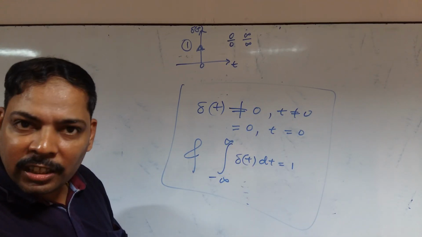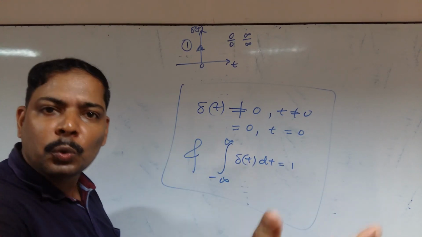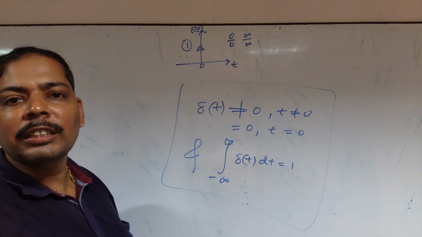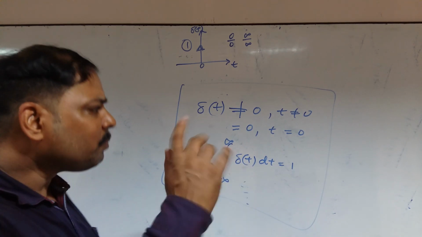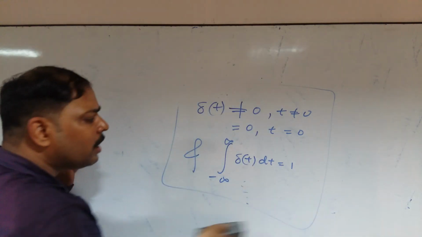Area is sometimes known as strength. You can say that it is an impulse having strength A, strength 2, strength 3. In this way, you can describe the impulse. So this is the definition of unit impulse.